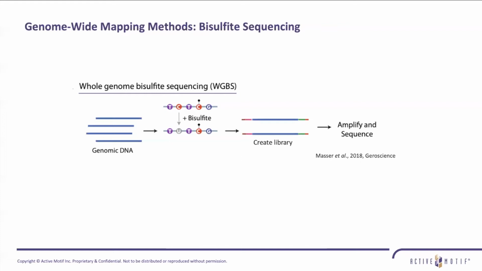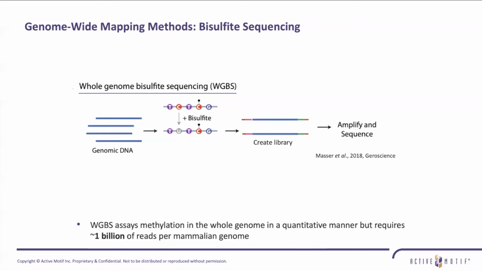measurement of DNA methylation. Now, one caveat of this method is that it is extremely expensive. We need at least 25 to 30x coverage for coding DNA methylation. And that requires at least 1 billion reads per mammalian genome. So it's a very expensive method.